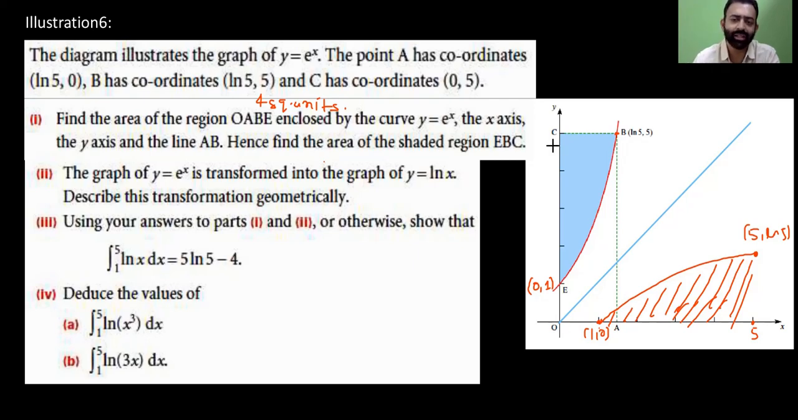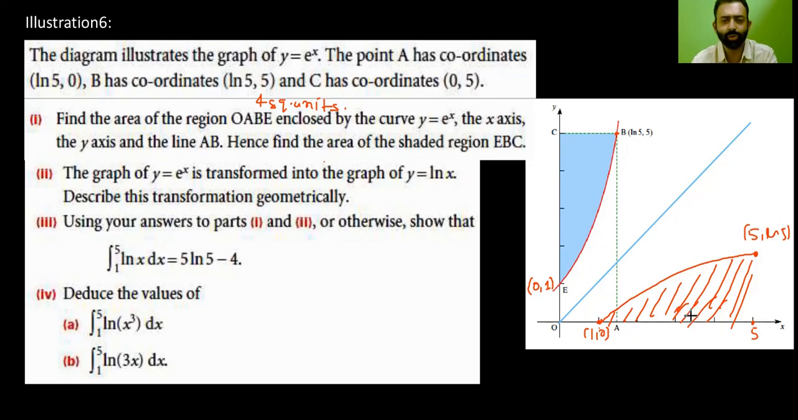So whatever is the area value of this blue shaded region will be equal to the area below this red shaded portion. The area bounded by the exponential curve and the y-axis will be equal to the area bounded by the log x curve with the x-axis. So this blue and red shaded areas will be equal, right?